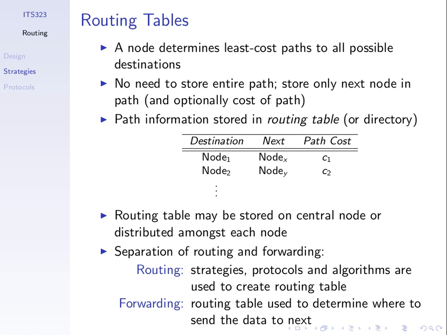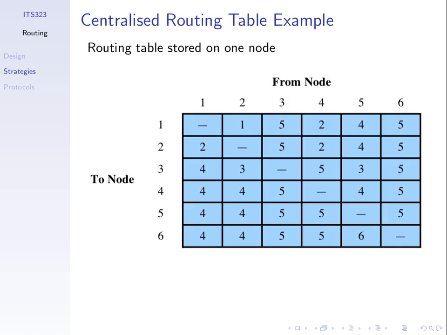You'll see in exams, past exams, and in the upcoming quiz, a common question: create a routing table. So, given a network, such as this, create the routing table in a distributed approach for node 4, for example. Your steps would be, from node 4, what are the least cost paths to each possible destination, to node 1, 2, 3, 5, and 6. You need to find the paths. And then in the path, what is the next node in that path, and store that in the routing table.